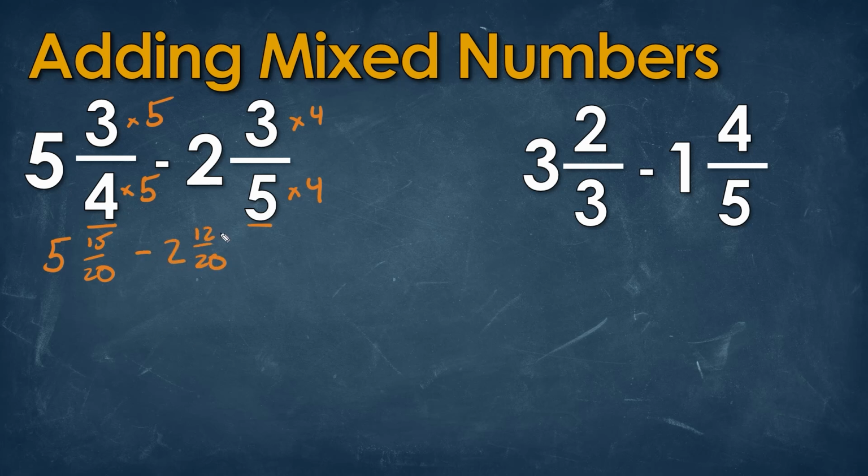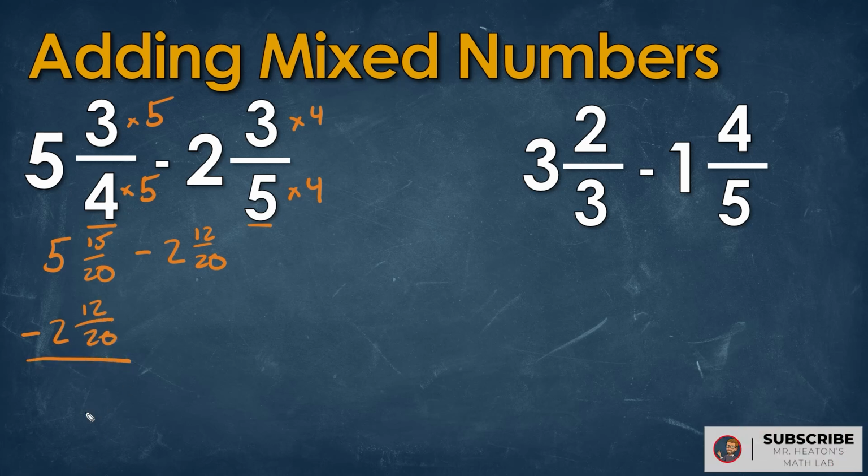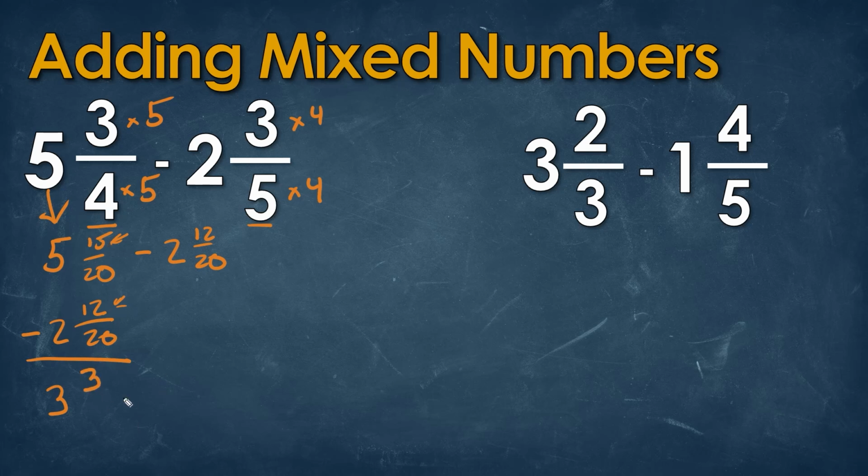Now we can line it up this way, but I always find that it's easiest to line up the fraction vertically so we can look at the individual parts. Now we'll take a look at the whole numbers first. So we have 5 minus 2, which is going to be 3. Now that we have 15 minus 12, and we have 20 as the same denominator, now we just need to subtract the two top numbers, the numerators. And so what we're going to have is 15 minus 12 would be equal to 3. We keep that denominator the same. So our answer will be 3 and 3 over 20.